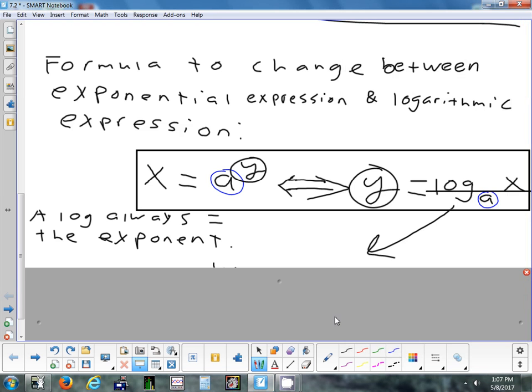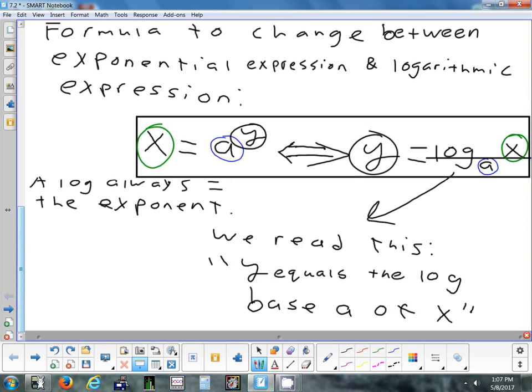All right, and the last thing is the x. And there's only one spot left for it to go. It's the argument. It's the thing that you're going to take the log of. So I always figure out where the base goes first, and then I know the logarithm always goes by itself. I mean, the exponent goes by itself on the other side. And if I can figure out where 2 out of 3 things go, there's only one thing left.